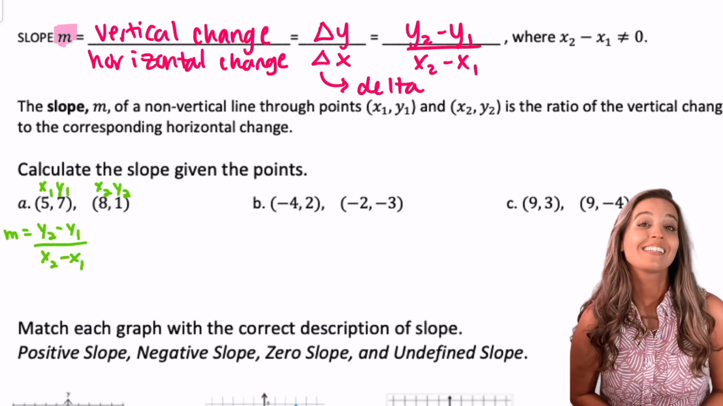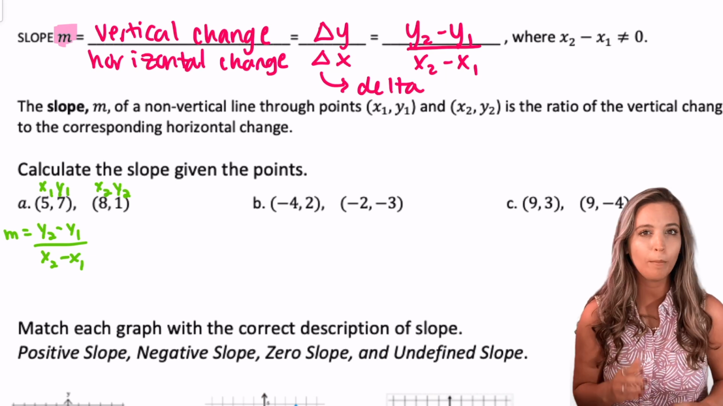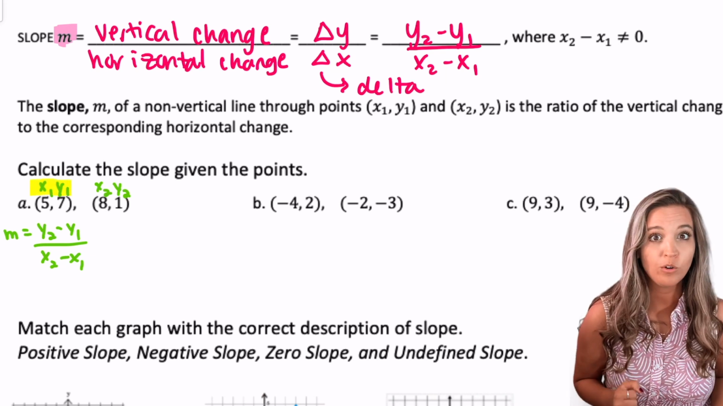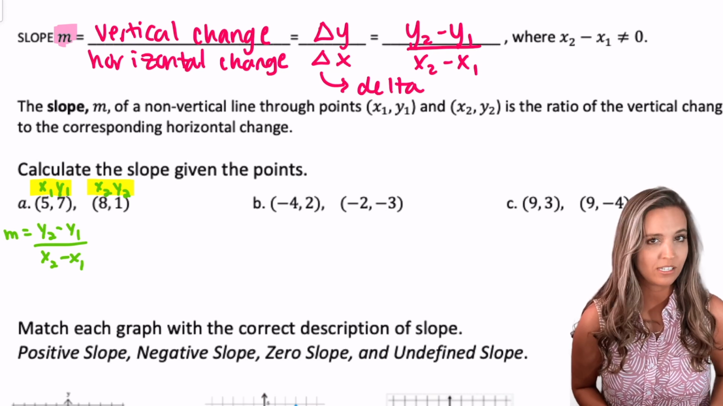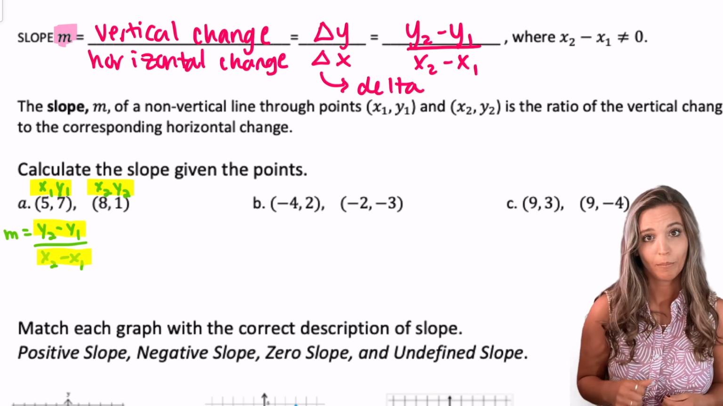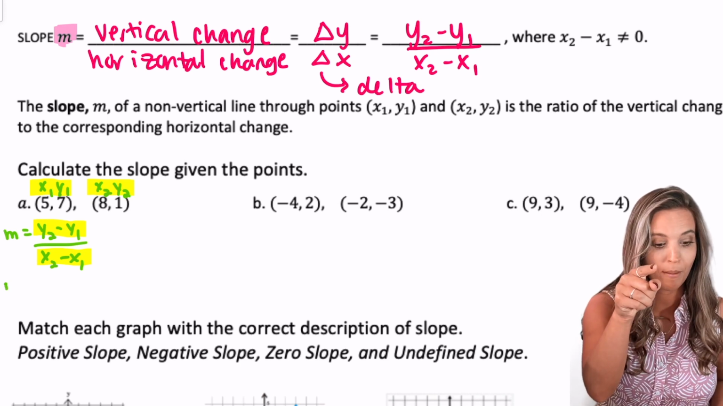Now let's practice calculating the slope between 2 points. Remember, we always want to start by labeling our points first. X sub 1, y sub 1, x sub 2, y sub 2. Slope formula, m equals y sub 2 minus y sub 1 over x sub 2 minus x sub 1. Write your formula down. The more you write it, the more you're going to remember it.